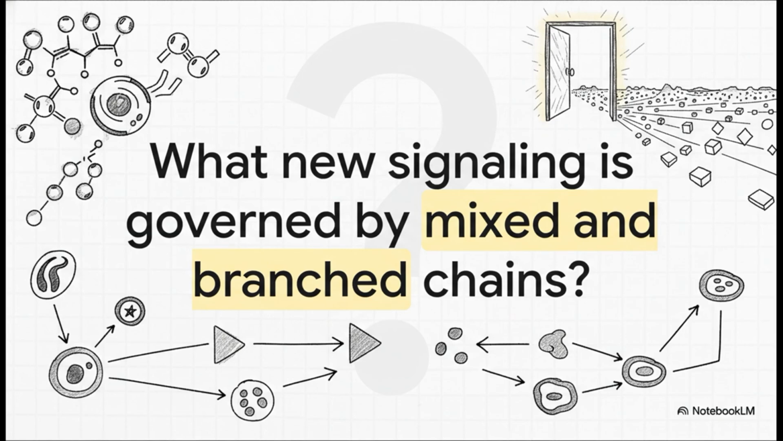And it leaves us with this massive question. What new signaling outcomes, what cellular processes are actually controlled by this combinatorial logic? Answering that is going to be a major focus for the ubiquitin field for years to come.